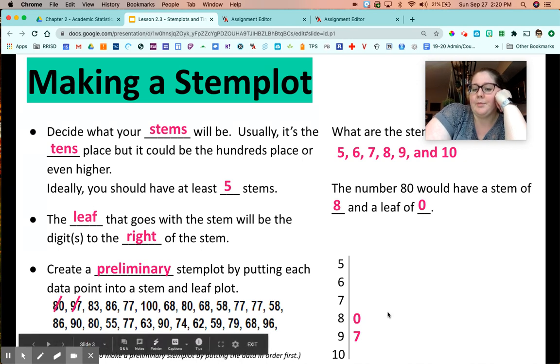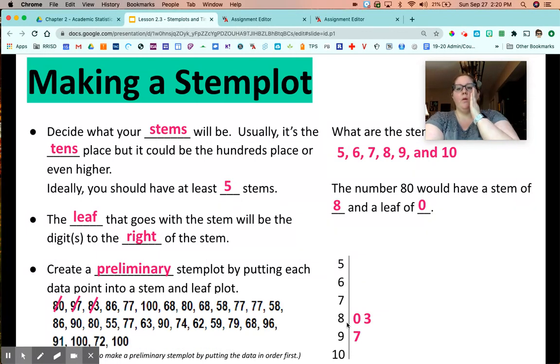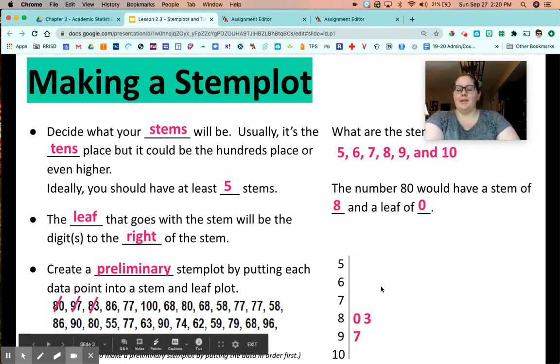83, I'm going to put a 3 here. So I'm just going to stack the ones place kind of to the right of each stem. So I'm not writing the 8 again. I already have a stem of 8. The stems are just going to be there once, and the leaves are going to be the ones place of each number. So I go through my list, 86, I'm going to put a 6 on the 8 row, 77, I'm going to put a 7 on the 7 row, and I'm going to keep doing this. 100 would be a 0 on the 10 row. So 10 is the stem, 0 is the leaf.